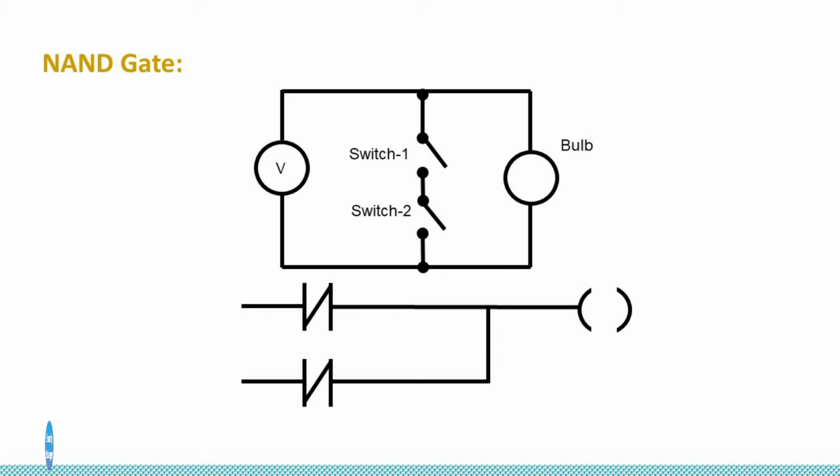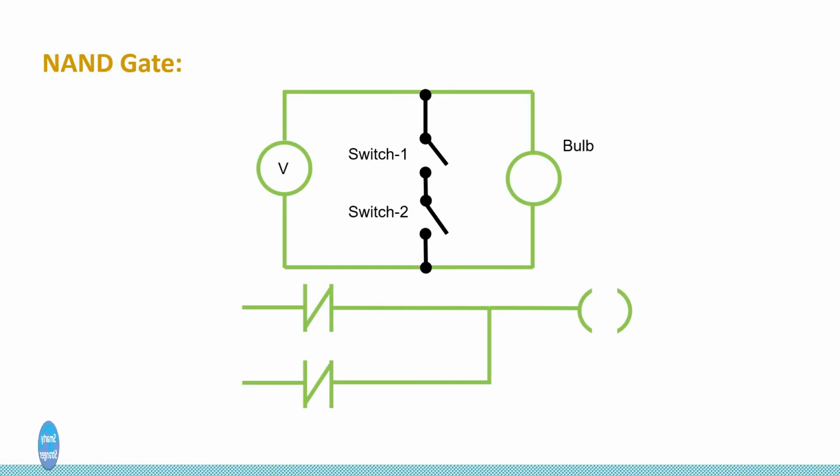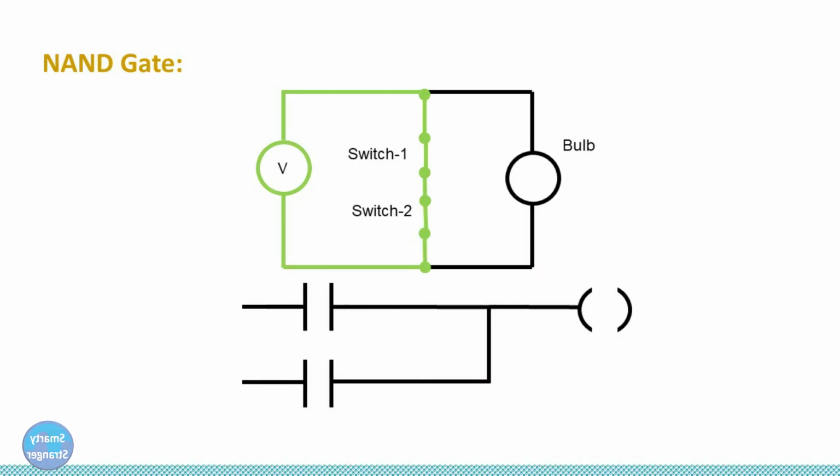If we convert it in a PLC program, it would be like this. When all or any of its inputs is low, output will be high. When all of its inputs are high, output will be low.